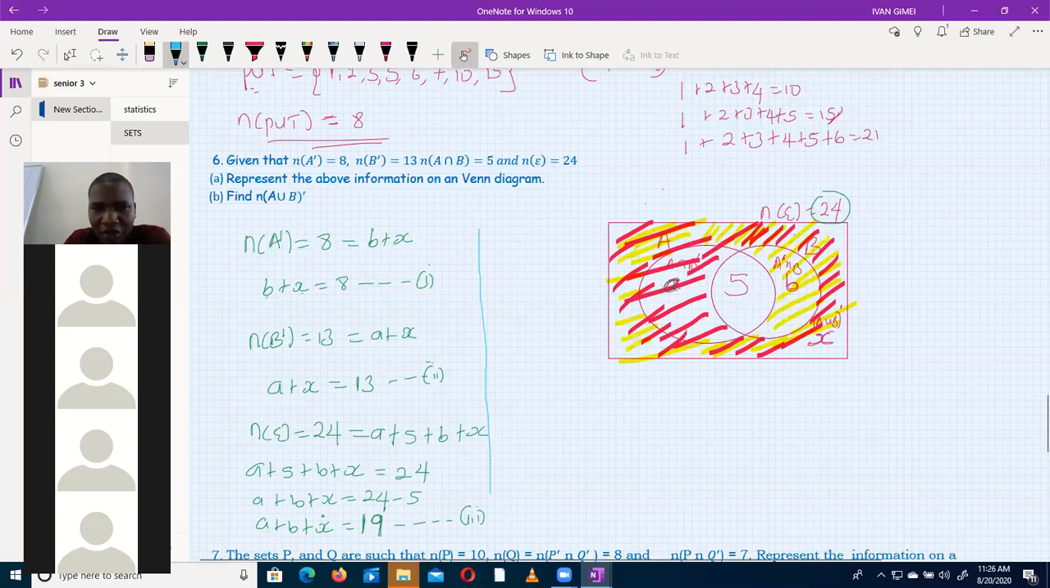Now, what we can do, you notice that there's A here, there's B here, and then there's X. We can decide to express equation 3 in terms of one unknown. So we go to equation 1, make B the subject. I go to equation 2, make A the subject.